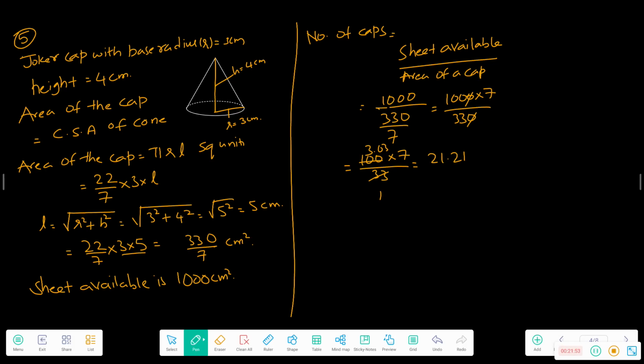So how many number of caps can we get? Number of caps we can get for 1000 centimeter square is 21. This is all about the fifth question.